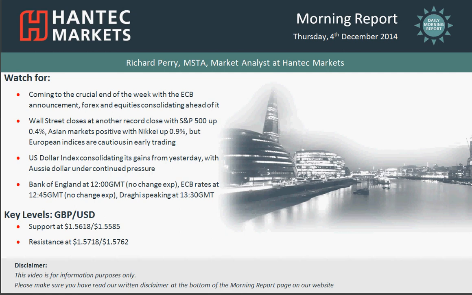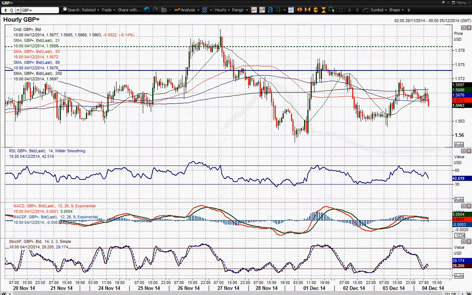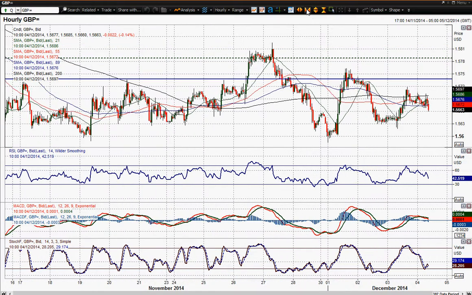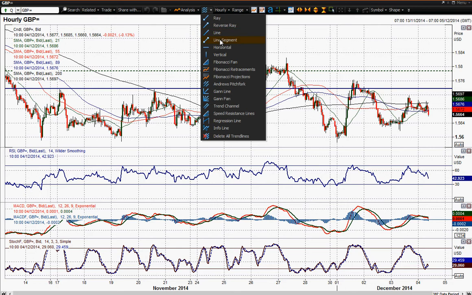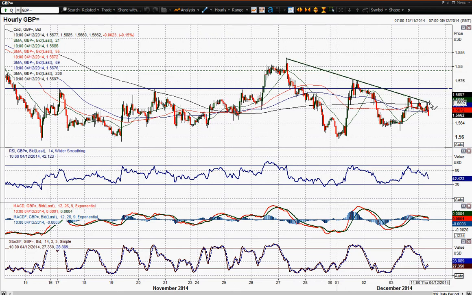Let's look at sterling dollar now. Cable has consolidated for the last few weeks, and you could argue it's coming into a bit of a symmetrical triangle almost. Let me just draw that in with these trend lines here, building for a bit of a breakout of that triangle.